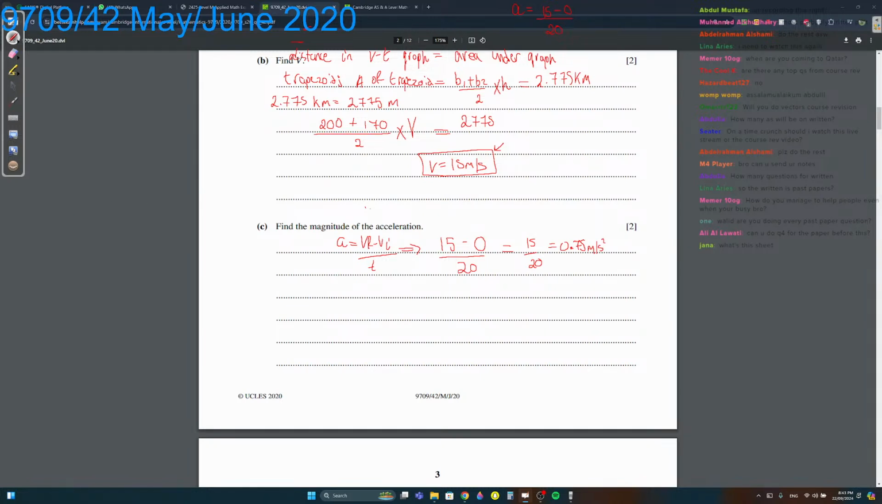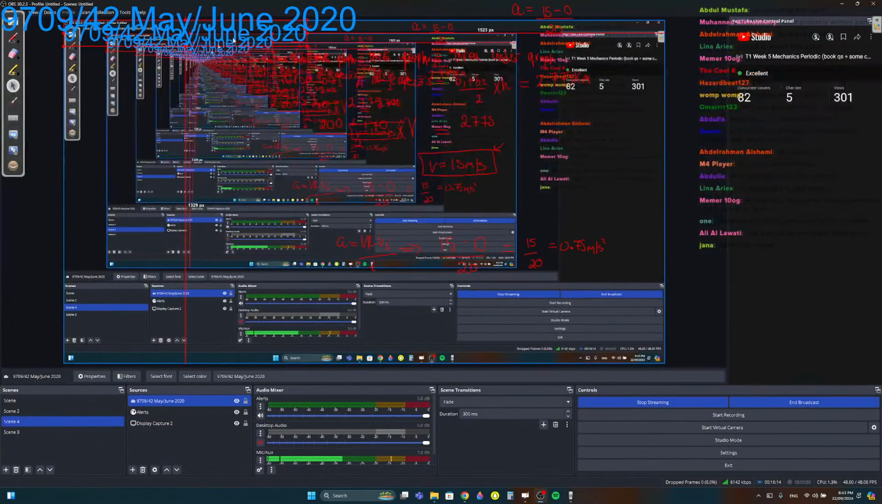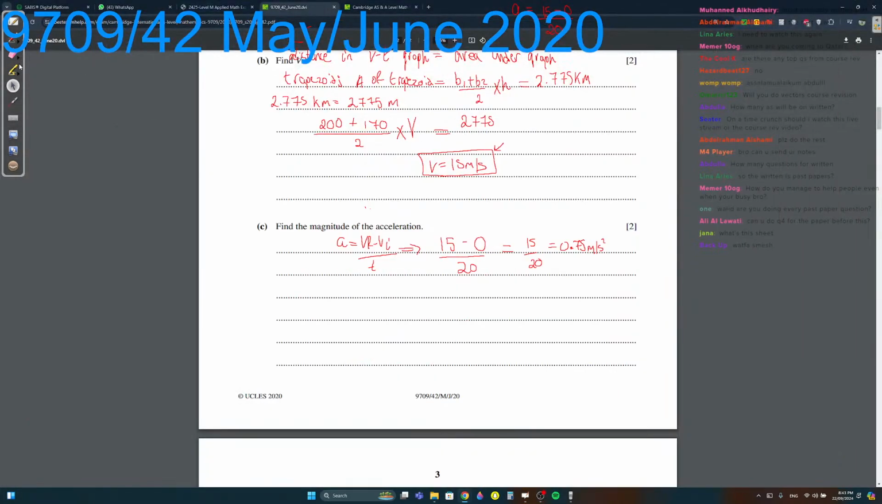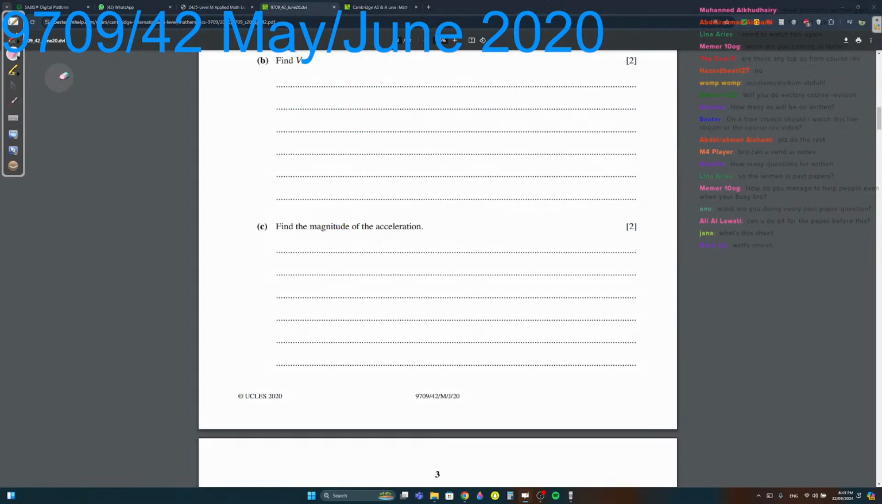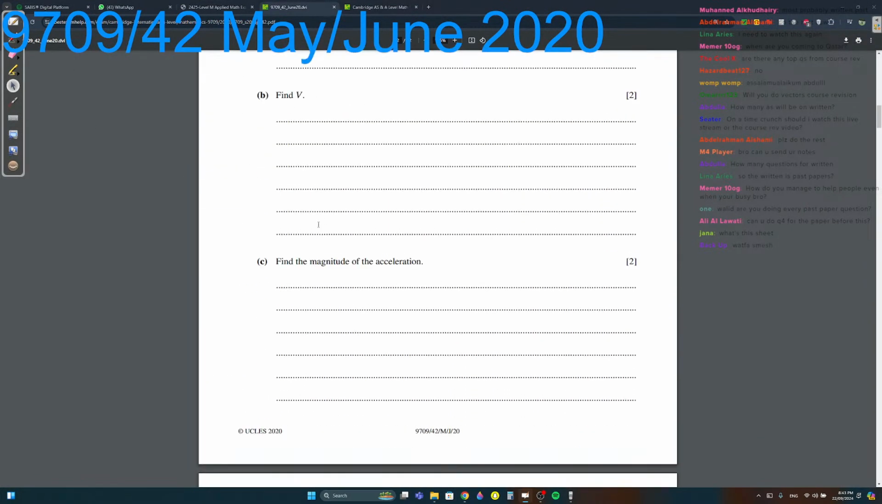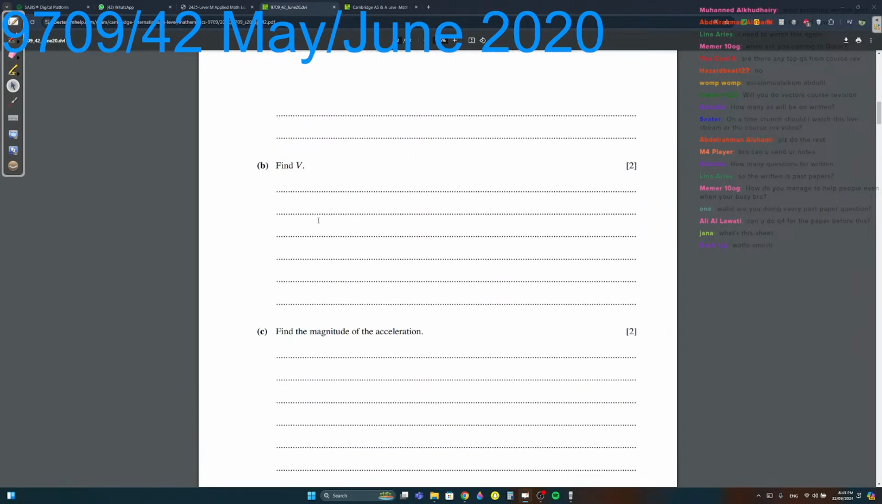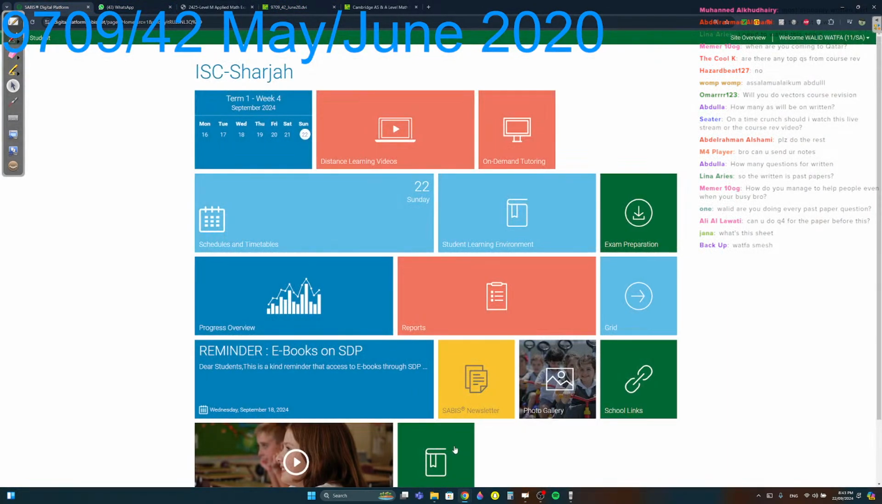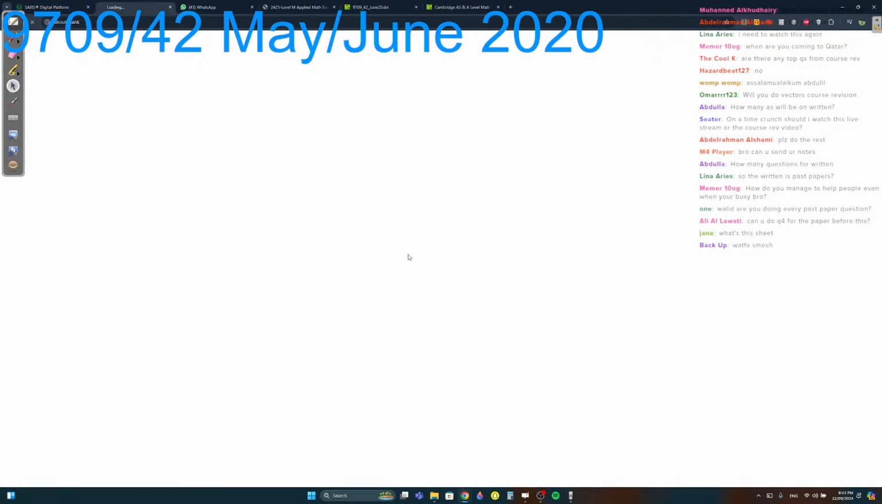What's the sheet? This is the past paper. This is the past paper that's linked in the material. Let me make this a bit bigger. Okay, so this is question 1 done. Does anyone have any question? Let's see. I'm gonna do first the 4 questions from the book, and then I'm gonna see if anyone else has any extra.